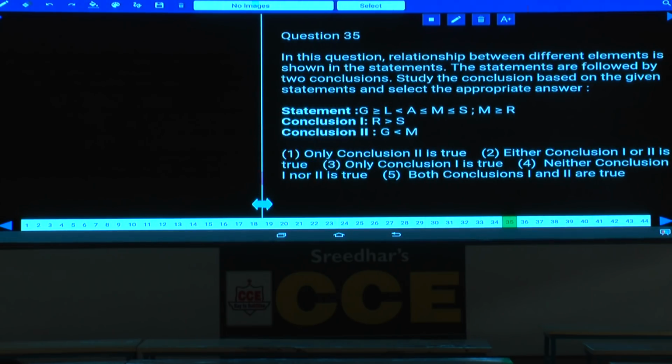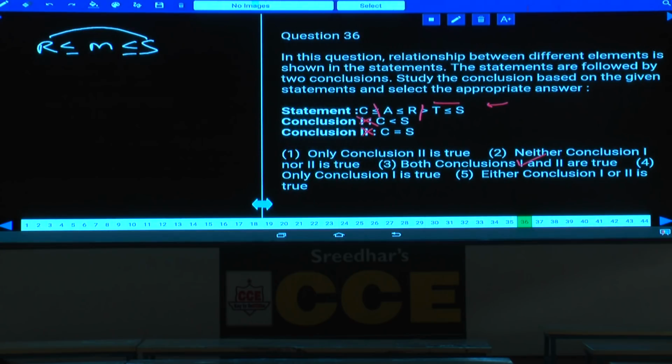Then question number 35, R greater than S. Now, the relation between R and S, M is here, M lesser than or equals to S. M greater than or equals to R means R is lesser than or equals to M. R lesser than or equals to M, lesser than or equals to S. Hence, between R and S, R lesser than or equals to S is definitely true. But whereas here, greater than S is false. The relation between G and M, 1 greater than, 1 lesser than, 2 opposite symbols, that is false. Hence, neither 1 nor 2, that is choice 4. 35, choice 4.